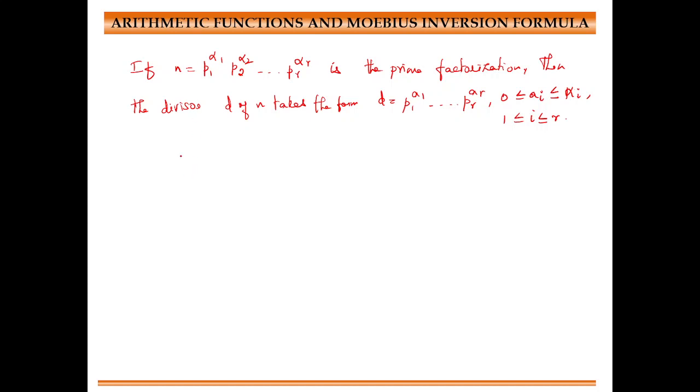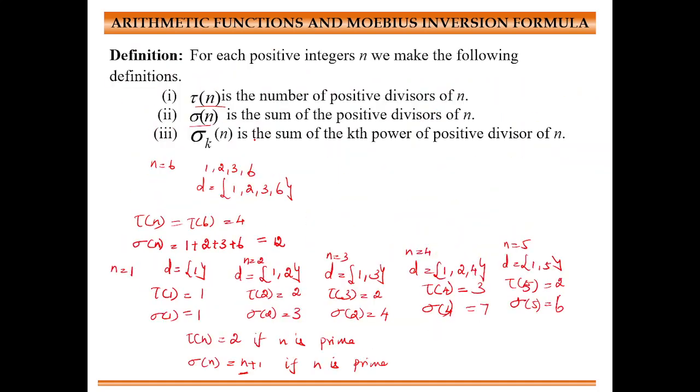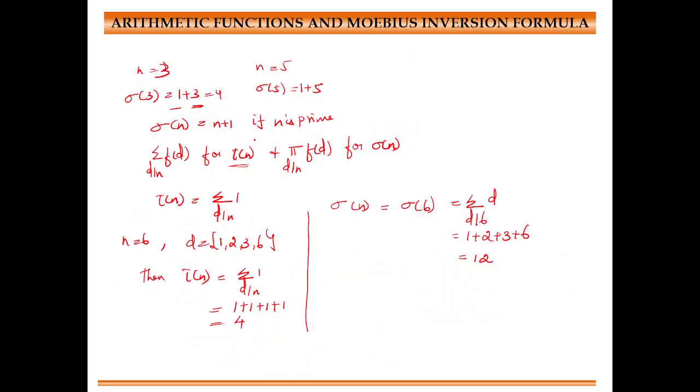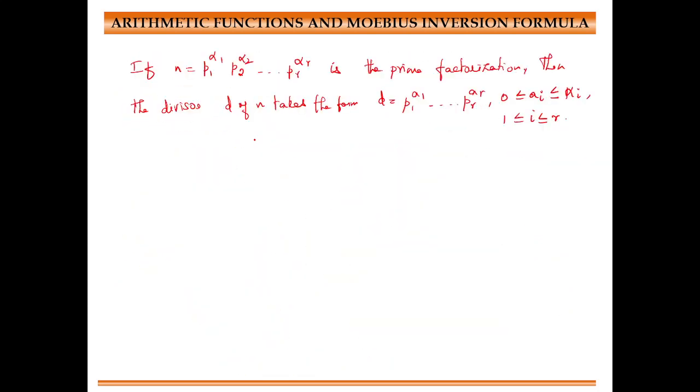Sigma k of n, as already discussed, is the sum of the kth powers of the positive divisors of n. So if we take n equal to 6, then sigma k of n is defined for k being any real number, positive, negative or 0.